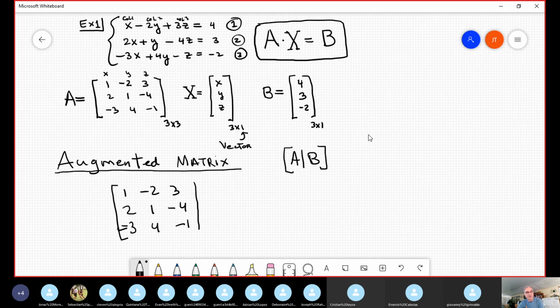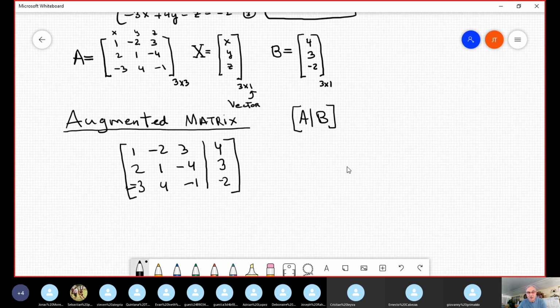By the way, the computer has no such line. On your paper, you put this line to separate the left-hand side and the right-hand side. On the right-hand side, you put 4, 3, and negative 2. And this is the augmented matrix that describes the equations perfectly. The only thing you omit is the variables. But you know that this column corresponds with the x value, this column with the y value, this column with the z value, and this column is the right-hand side numbers.